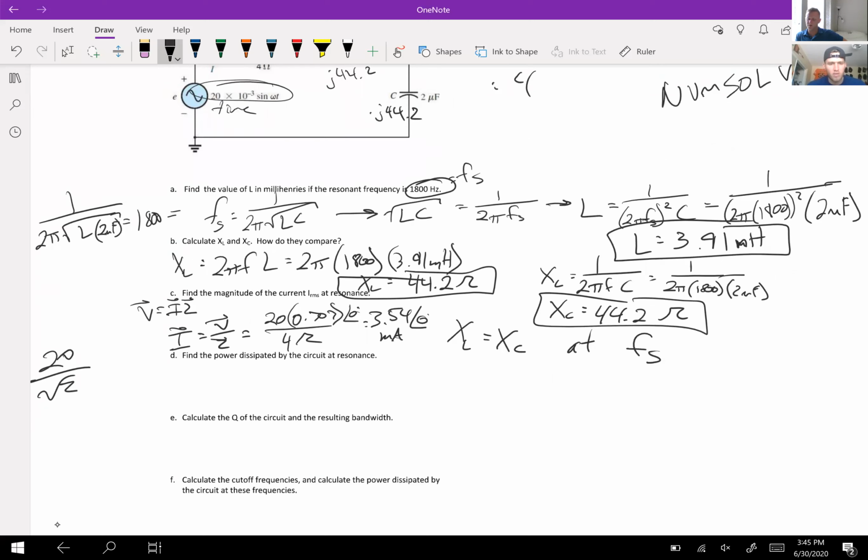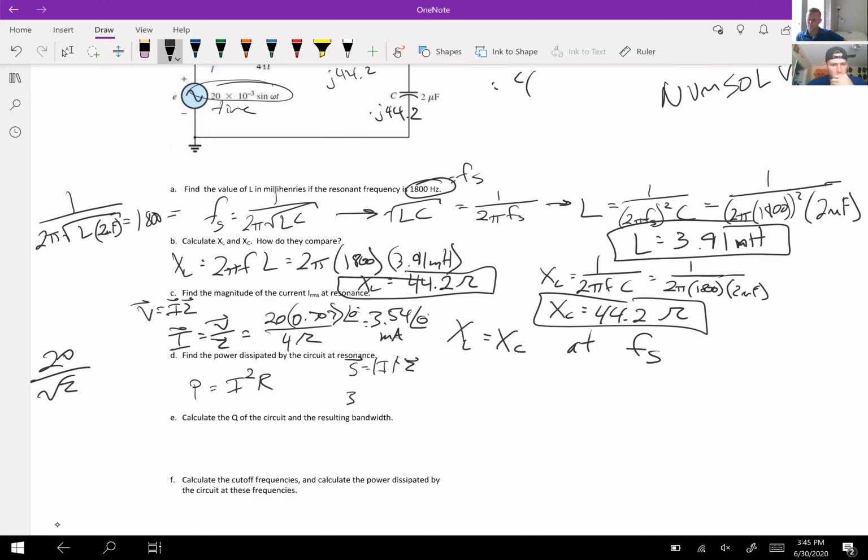Now the rest of this, you can probably see it, but if I wanted to know the power dissipated by the circuit at resonance, I could use P equals I squared R. You could use the other ones like S equals I squared Z. That would also be fine, but note that it's going to end up being just real power because all that we had was 4 ohms here. So it would give you the same answer.